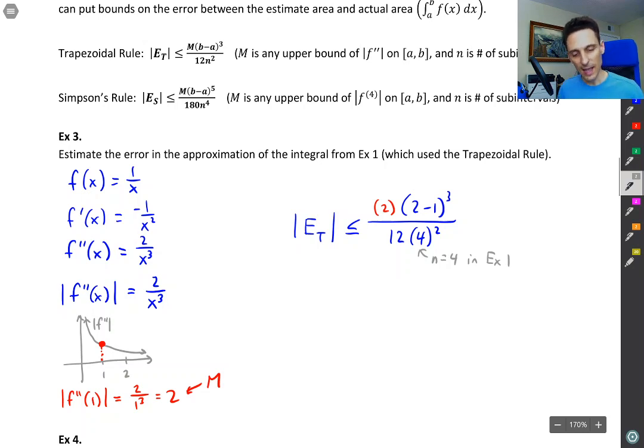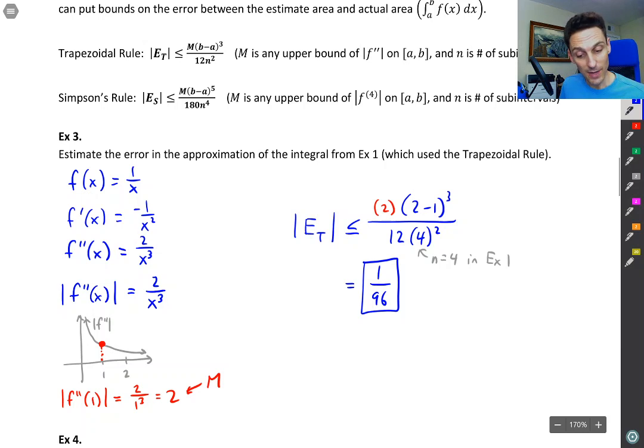You have to plug in how many trapezoids you're using, and here we're using 4 trapezoids. Or in other words, how many subintervals you're chopping your interval into. And we're chopping it up into 4 subintervals. Each subinterval, we're raising up a trapezoid. Okay, so when we compute all of that, we end up getting 1 over 96, which is the error estimate by using the trapezoidal method from example 1. So this is the maximum possible error in using the trapezoidal rule, using 4 trapezoids.